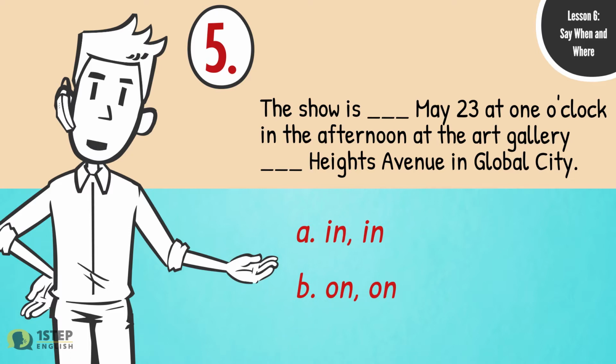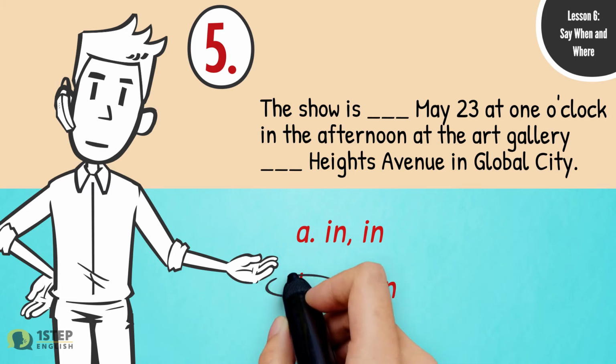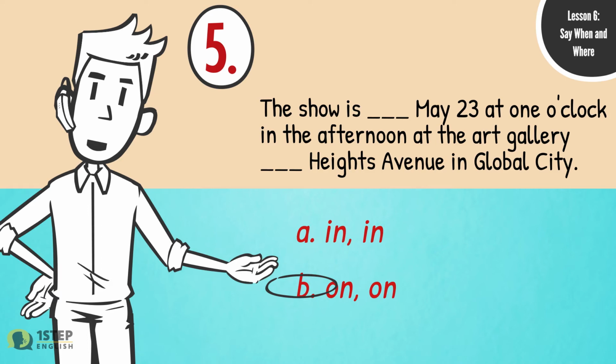5. The show is blank May 23rd at 1 o'clock in the afternoon at the Art Gallery, blank Heights Avenue in Global City. A. In. B. On. The correct answer is letter B. The show is on May 23rd at 1 o'clock in the afternoon at the Art Gallery on Heights Avenue in Global City.